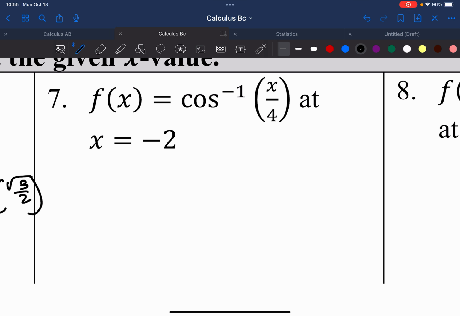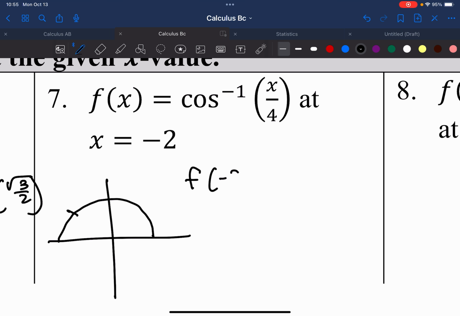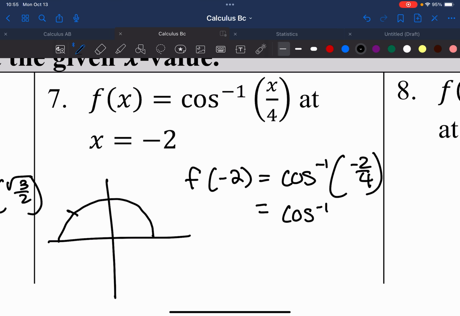Okay, number 7 says f of x is equal to the inverse of cosine of x over 4 at x is equal to -2. Again, remembering our unit circle, we are going to be looking right over here. So that means f of -2 is going to be equal to the inverse of cosine of -2 over 4, which means this is the inverse of cosine of -1/2, which would be 2π/3.